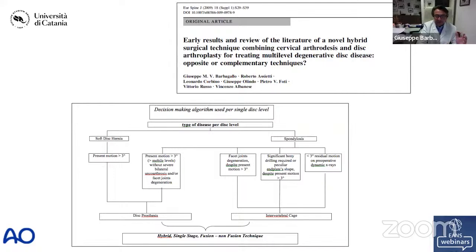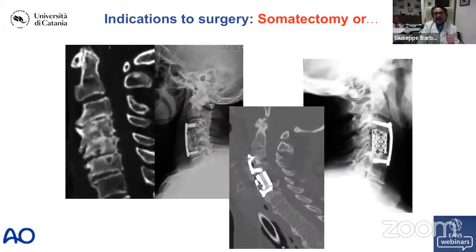segment fusions. Many years ago, we tried to come up with an algorithm which helped us in deciding at which level we had to perform an ACDF and at which level we had to perform a TDR, an artificial disc replacement. But when we think about, for instance, more extensive pathologies, and we discuss corpectomies, then the question is, should we always deal with corpectomies, or also at multiple levels? Or can we use different strategies, different techniques?